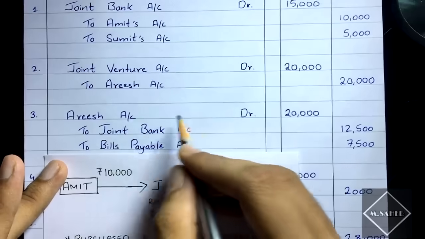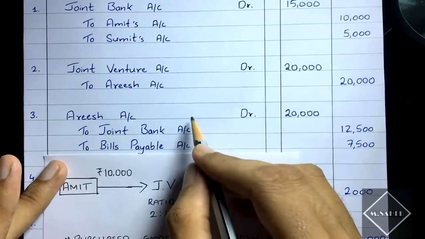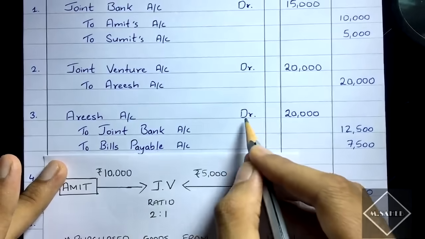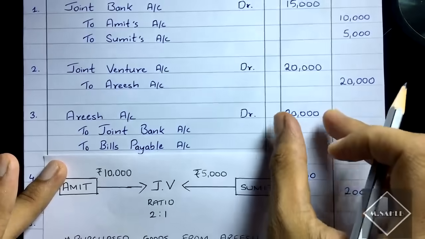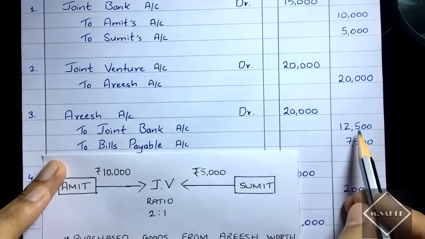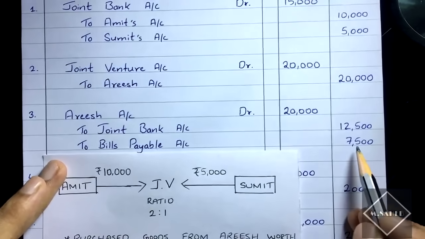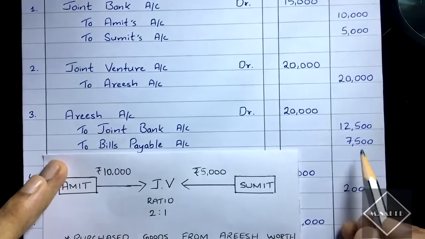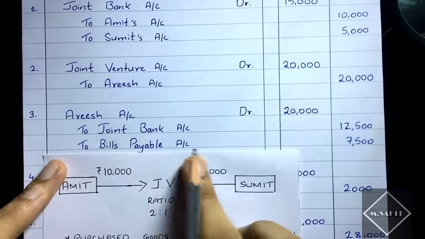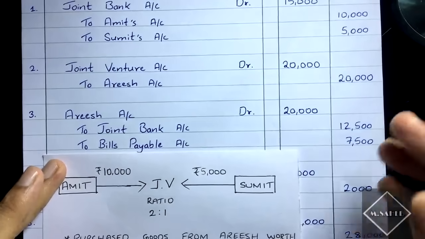And here Arish account is debited because this is a liability account, this is creditor account, it is decreasing over here, you have to debit. Okay, here the liability is being cut off, and then he is being paid 12,500, and then new liability is created 7,500, which is to be paid in the future. Simple. Arish account debit to joint bank account to bills payable account.